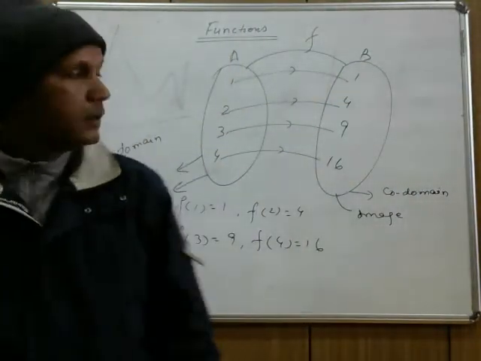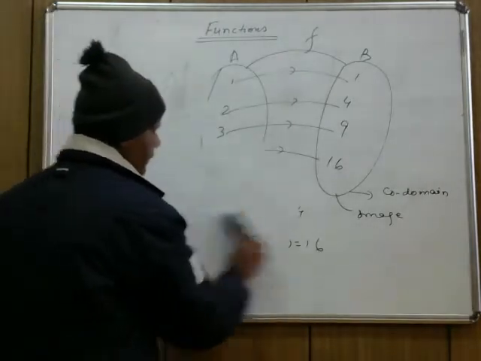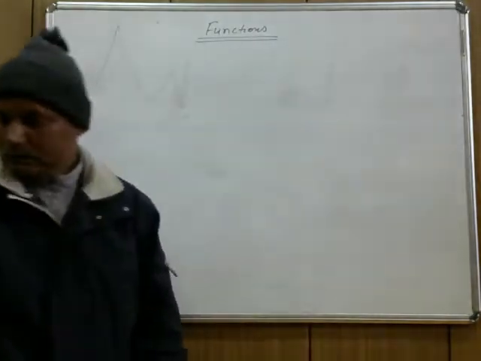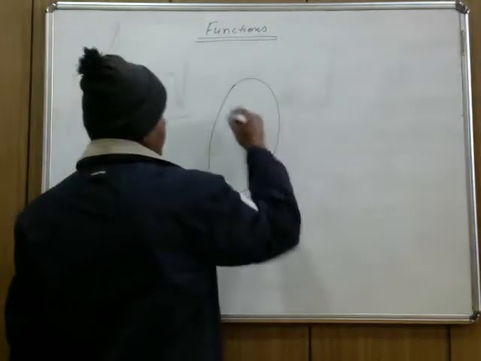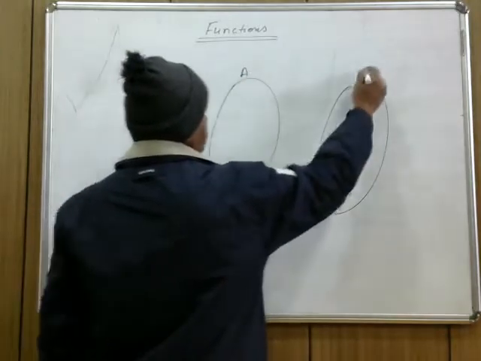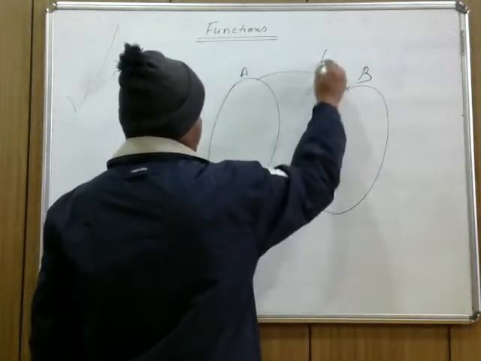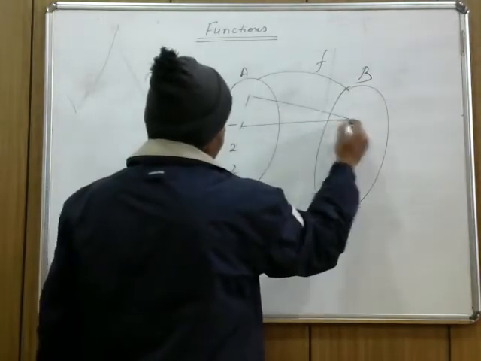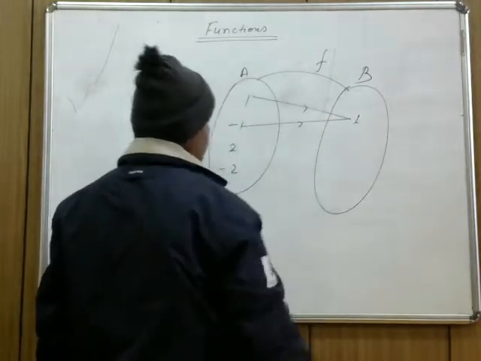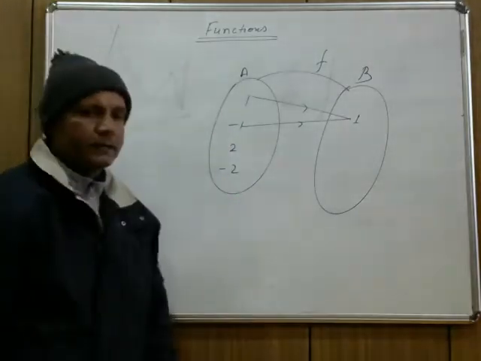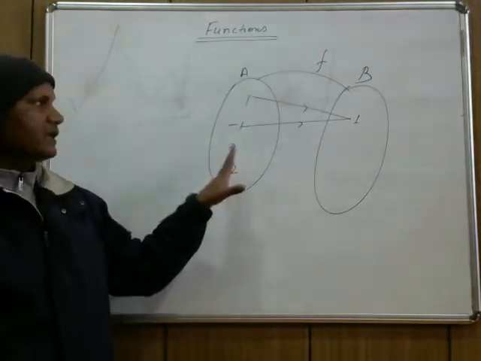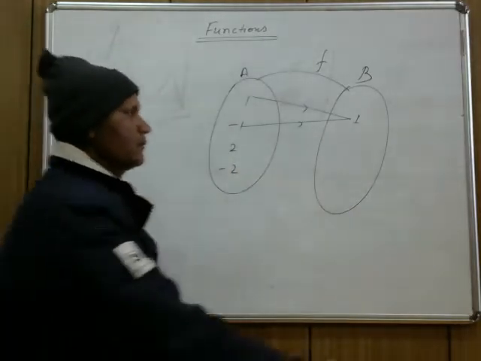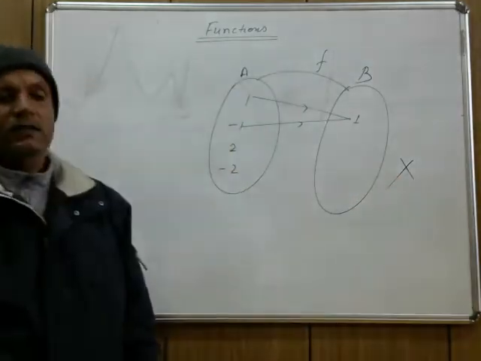For example, suppose I write A and B, F is a rule, here 1, minus 1, 2, minus 2. Now see, this image is 1, and 2 and minus 2 are left out here. Now here there are two elements in set A whose image is not present in B. It means it is not a function. ये function नहीं है. This is not a function.